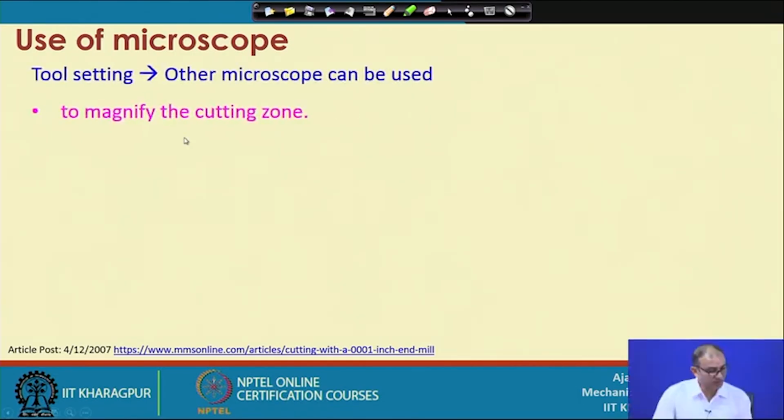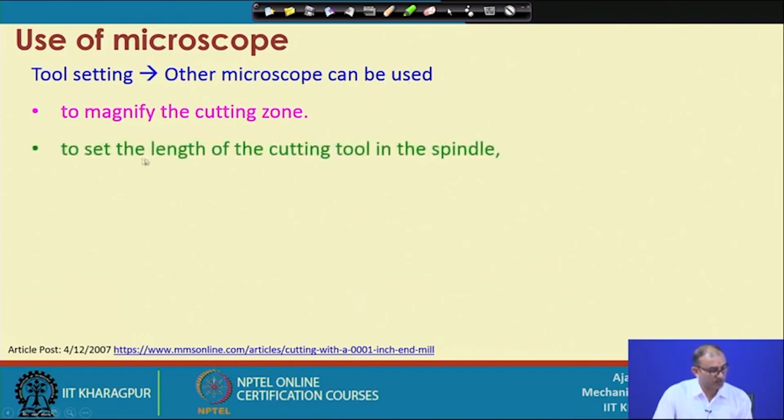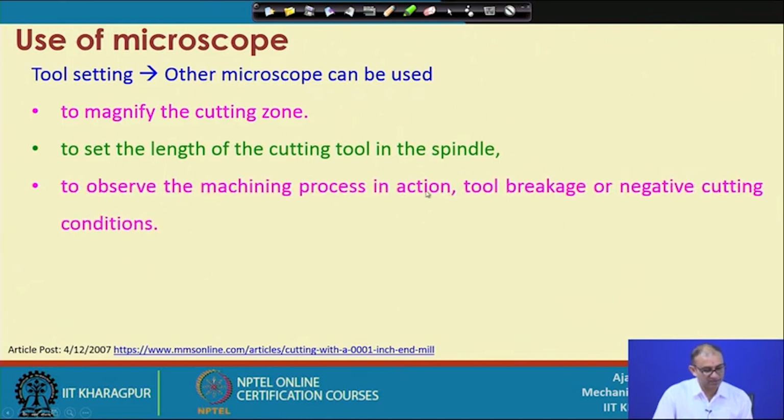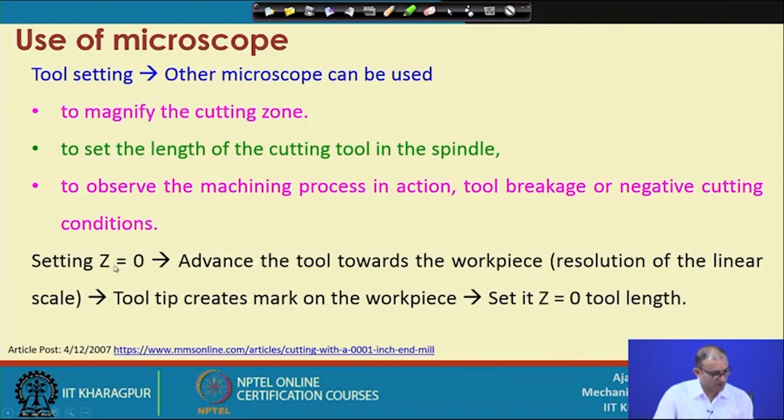For the tool setting, the other microscope can be used to magnify the cutting zone, to set the length of the cutting tool with the spindle, and to observe the machining operation in action. If the cutting tool is broken, then also you can find out, because it is a direct view of the actual operation. You do not need to do any type of transfer or transformation from one parameter to another, and negative cutting conditions also can be measured.